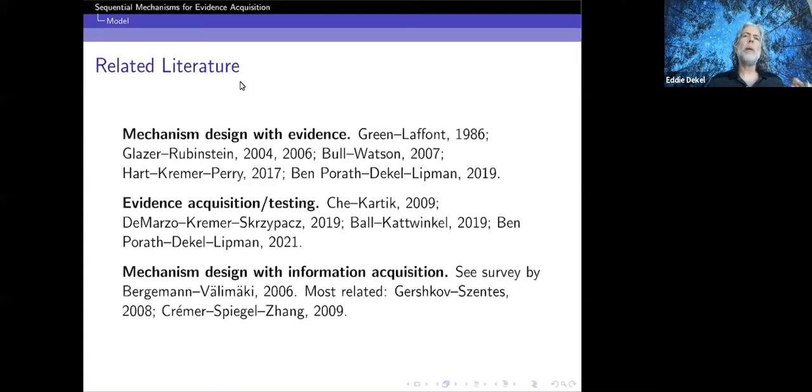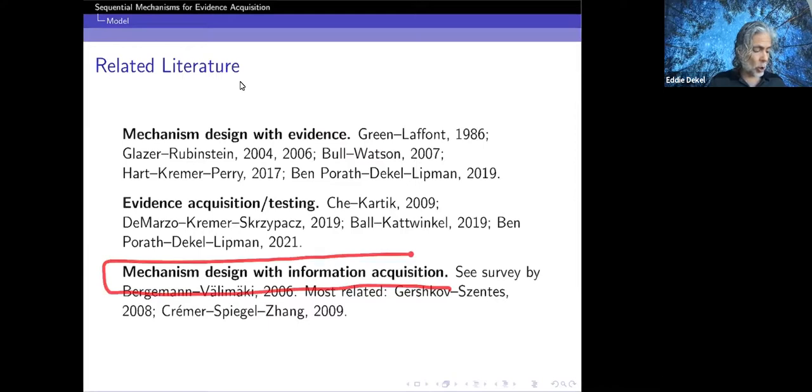These are mostly about the ideas of the revelation principle and the theoretical structure of mechanism design with evidence. Then there are more specific models about specific cases of studying evidence acquisition, or you could think of it as testing. These are usually specific games. They're not mechanism design. They're not someone trying to find an optimal mechanism, but rather saying if agents are playing a game that has evidence acquisition or testing in it, then this is how it will look.